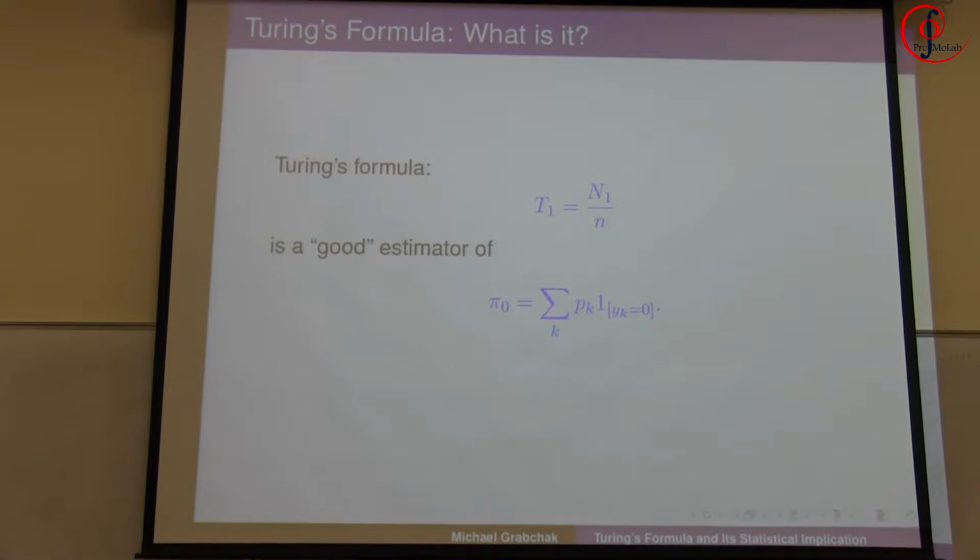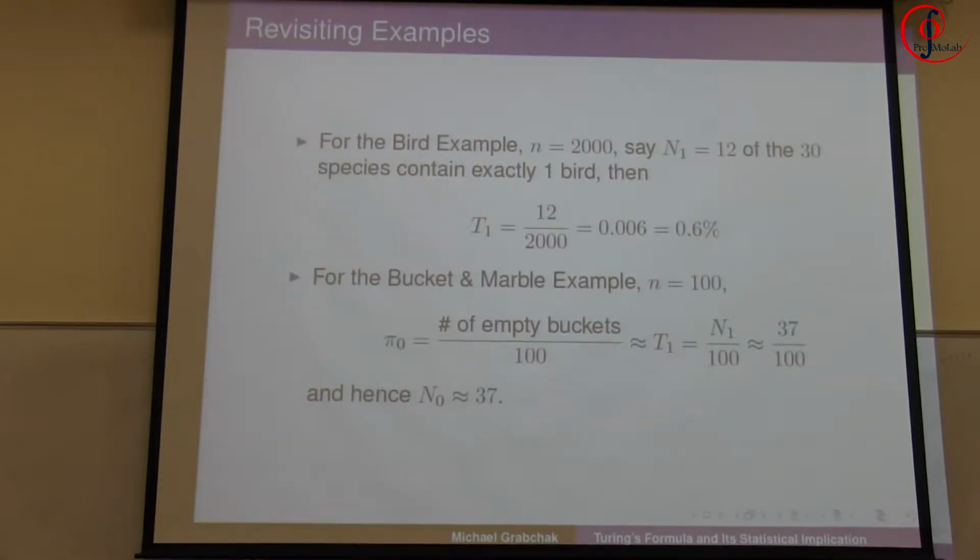Okay, so this is the estimator, and now let's go back to our examples and discuss them a little bit. So for the bird example, we had a sample size of 2,000, and let's say we had 12 species that we observed only once. So we would estimate that the probability that the next species will be one we haven't observed is about 0.6%, or 0.006.